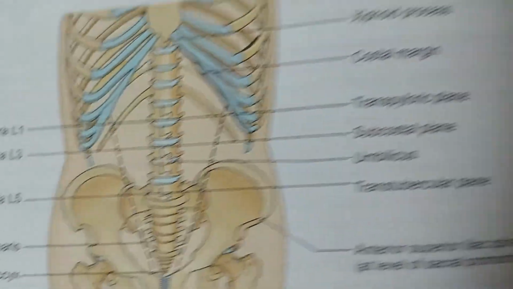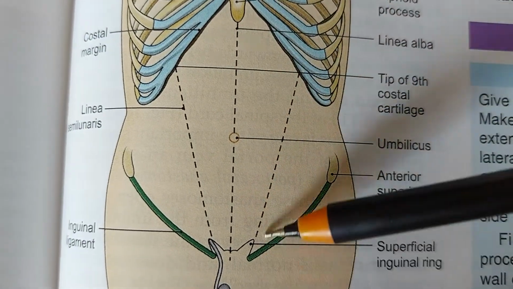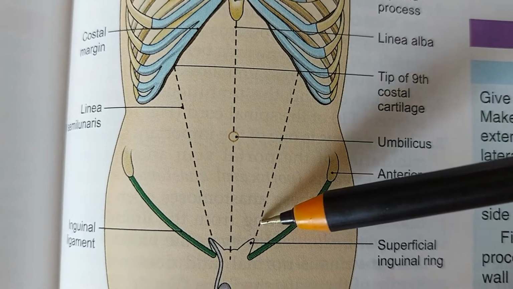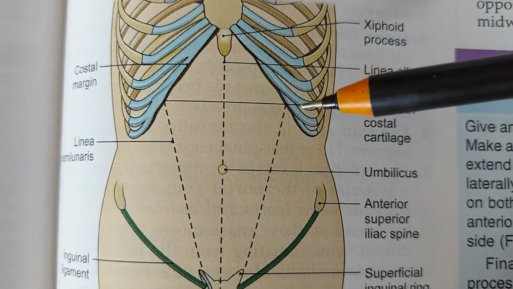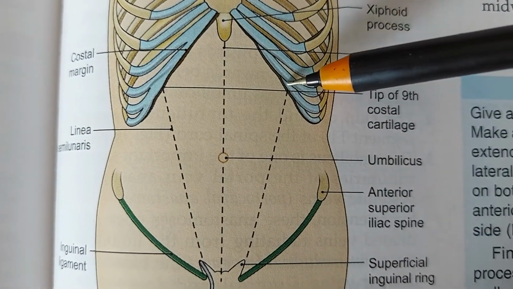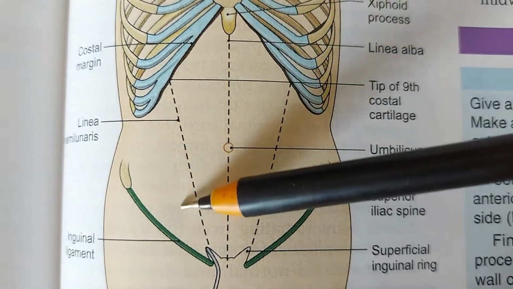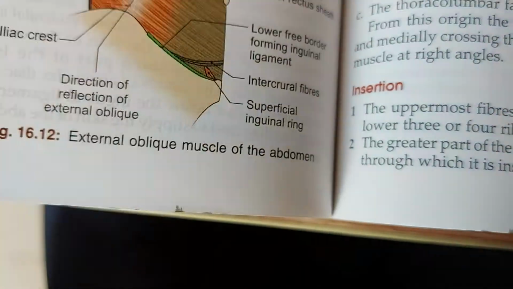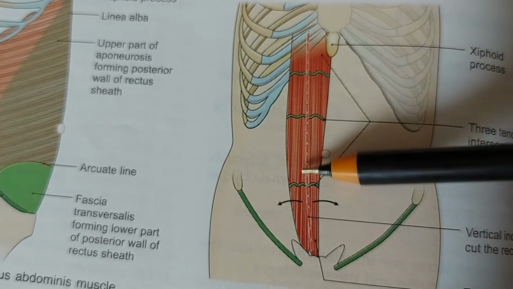Here is the umbilicus, and at the side of the linea alba midline there are two semilunar lines. This is known as the linea semilunaris. This connects from the pubic tubercle to the ninth costal cartilage. This is one linea semilunaris. This is another linea semilunaris. This linea semilunaris is the lateral border of this rectus muscle. Here you can see this is the rectus abdominis muscle. This is the rectus abdominis muscle.